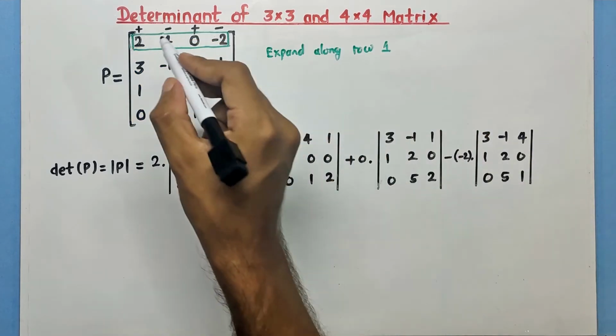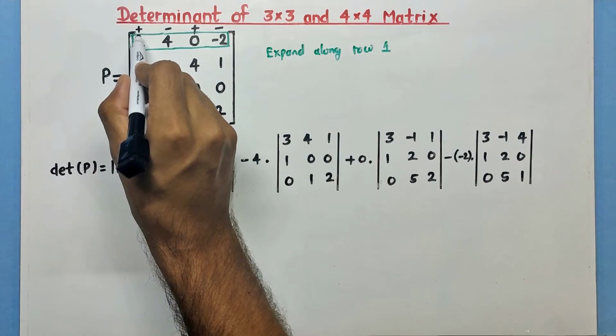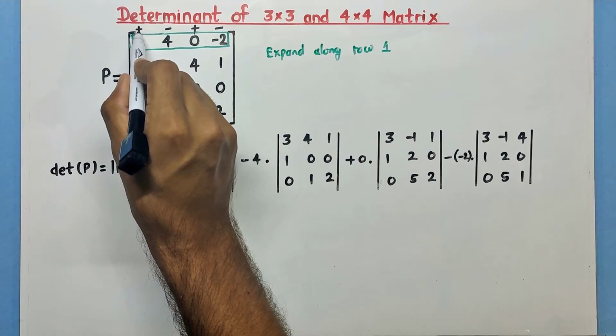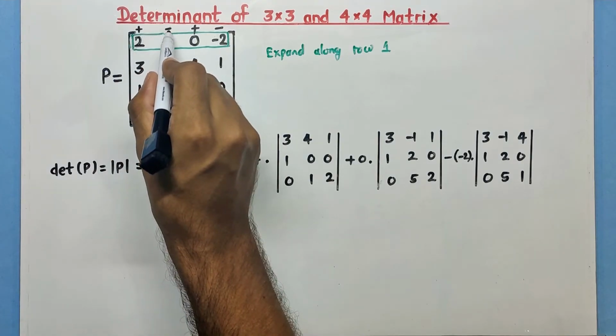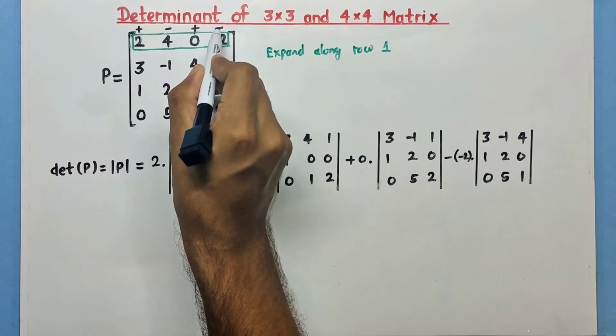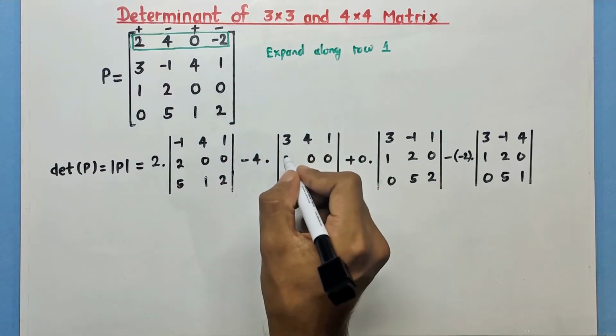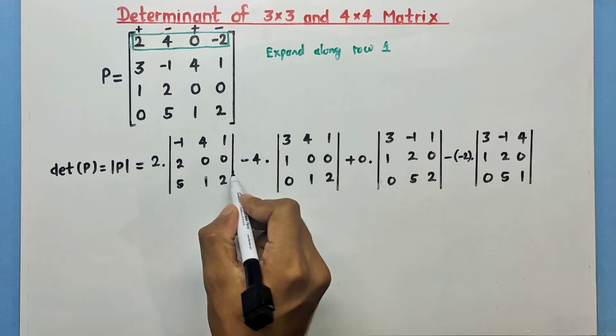Now the thing to notice here is that the first top left element we have to take with the positive sign, then we have to alter the sign, then again positive, then we have to alter the sign. We can keep going like that. Now let's find the determinant of this matrix.